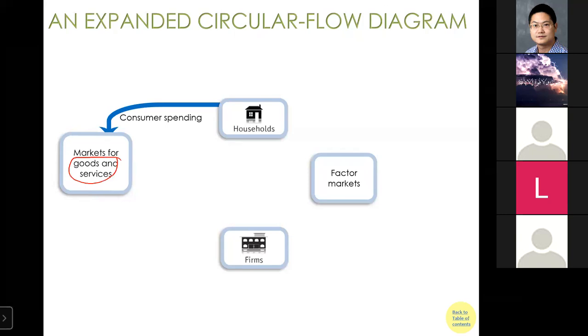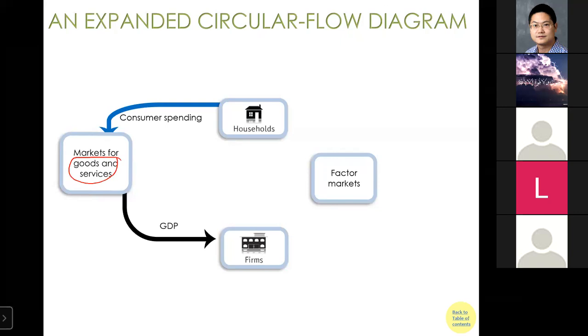You can think about this as households going to the grocery store, buying a house, buying a new car, or taking a vacation. All right? Okay, so this is a starting point.